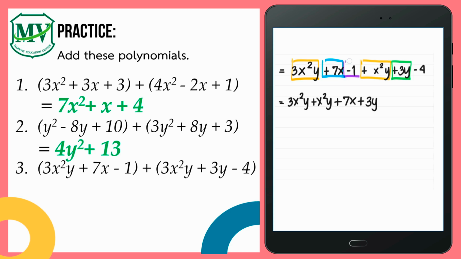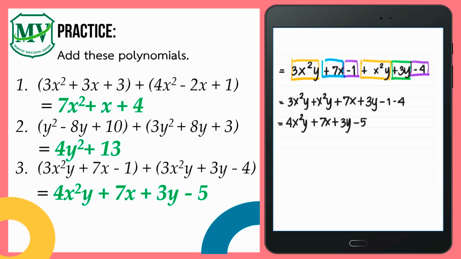Then, we will write all the constants, negative 1 and negative 4. Then combine all the like terms. 3x squared y plus x squared y equals 4x squared y, and then 7x plus 3y minus 5. The final answer is 4x squared y plus 7x plus 3y minus 5.